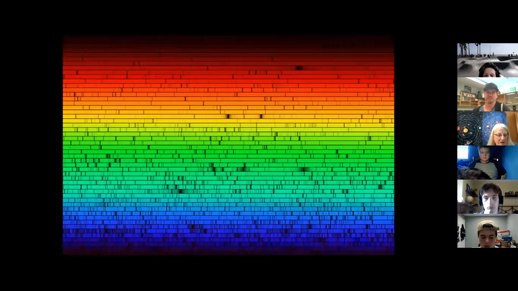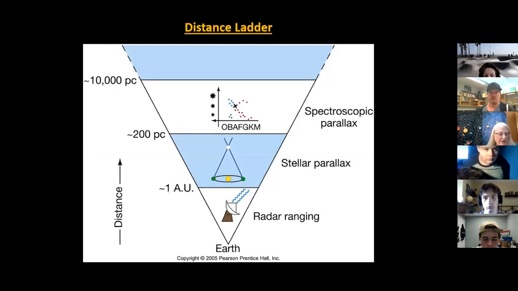Okay. The next subject is the distance ladder. This is how we determine the distance to objects in the universe. The first step is within our solar system, and we can bounce radar off planets and asteroids and get their distance. The next step up is stellar parallax.